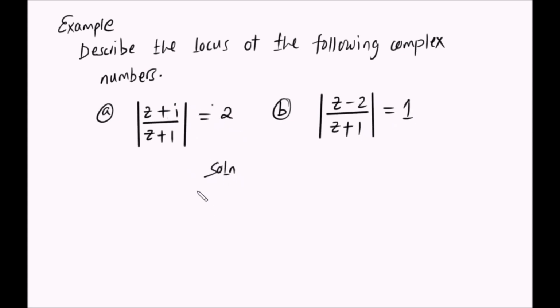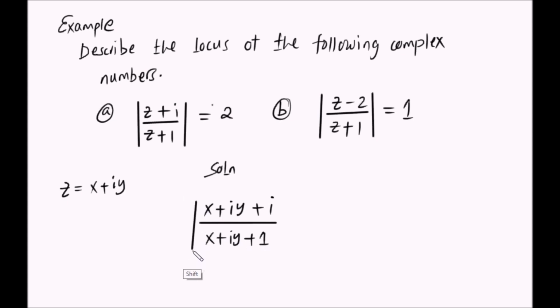So part A, now remember by the way that z is a complex number in the z plane. So it's just x plus iy. So in place of z, let's do x plus iy, so this is plus i, so all of this now over x plus iy plus 1. So this is z plus i over z plus 1. So it says the modulus of this is equal to 2.